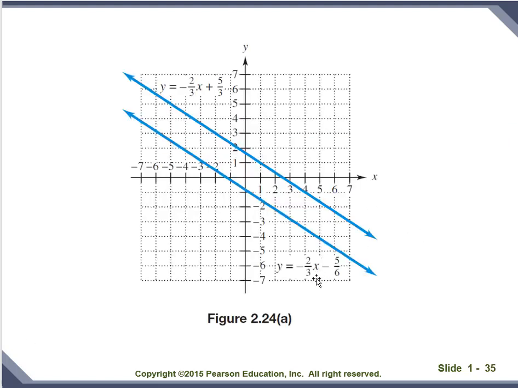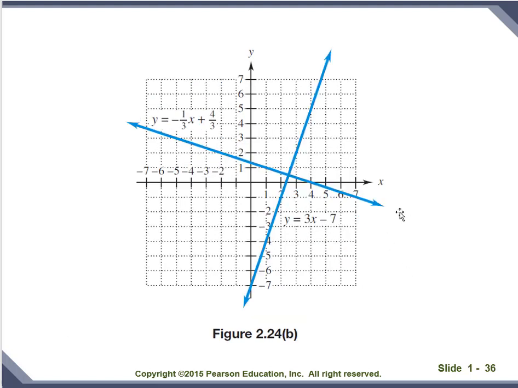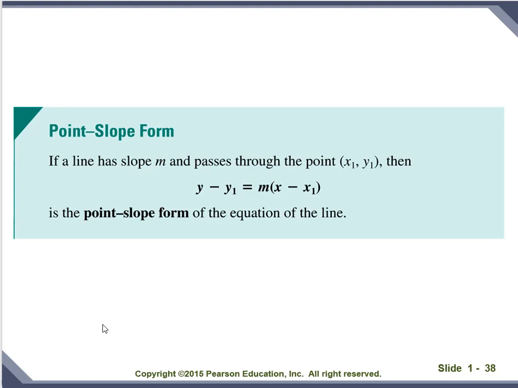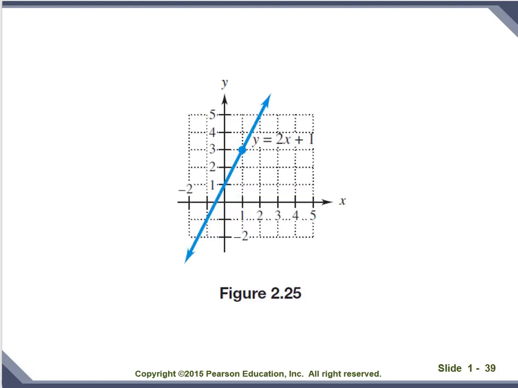So here we have two lines. They both have slope -2/3. They are parallel. Here we have one line whose slope is -1/3 and one line whose slope is +3. Negative 1/3 times positive 3 is negative 1. So we know these two lines are perpendicular. Point slope form: a line has slope m and it passes through a point x sub 1 comma y sub 1. Then we have y minus y sub 1, the y coordinate of that point, equals the slope times x minus x sub 1, the x coordinate of that point. That is called the point slope form of the equation of the line.